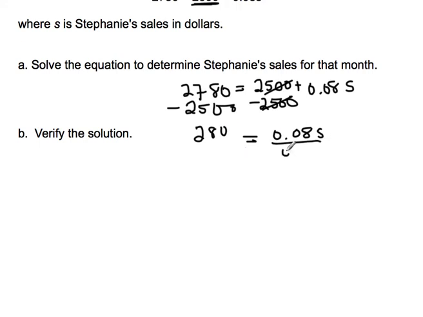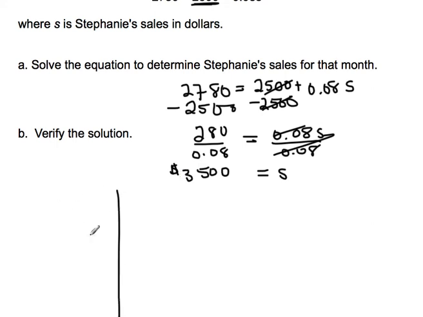I'm going to divide both sides by 0.08. And you know what, you guys? I'm not even going to try and lie. There's no way I'm doing this one in my head. So just give me a second. 280 divided by 0.08. I get 3,500. So she has to sell $3,500 worth of merchandise in order to make $2,780. So let's verify.